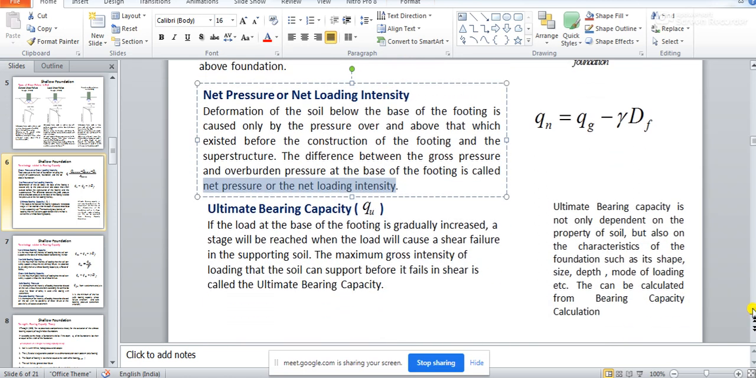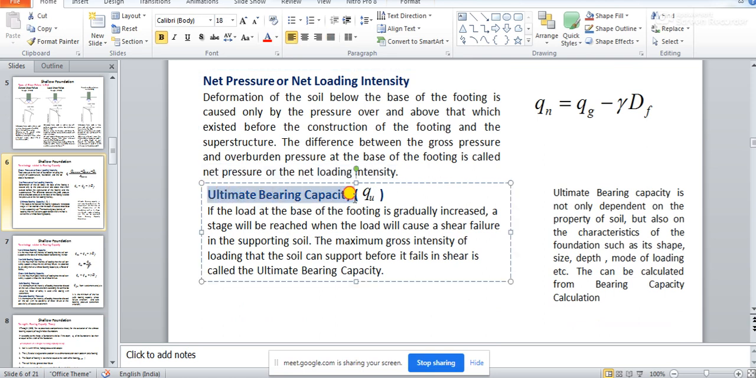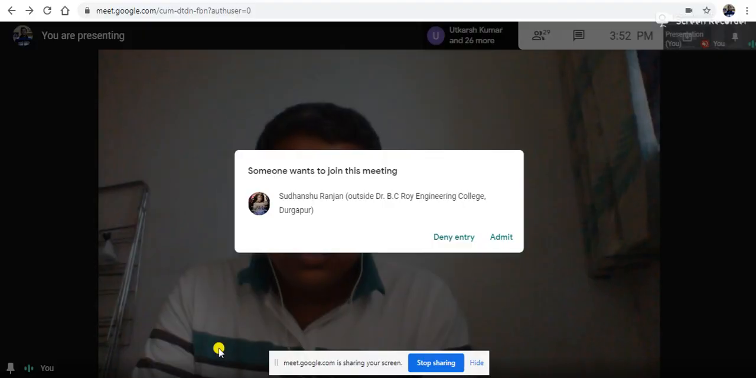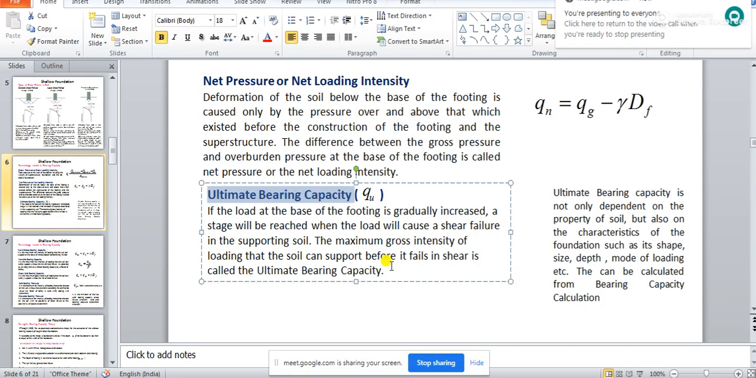Now comes the important term, a very important term, that is ultimate bearing capacity. And what is ultimate bearing capacity? Ultimate bearing capacity is nothing but, you see, it's very important to understand. Try to read this definition properly.